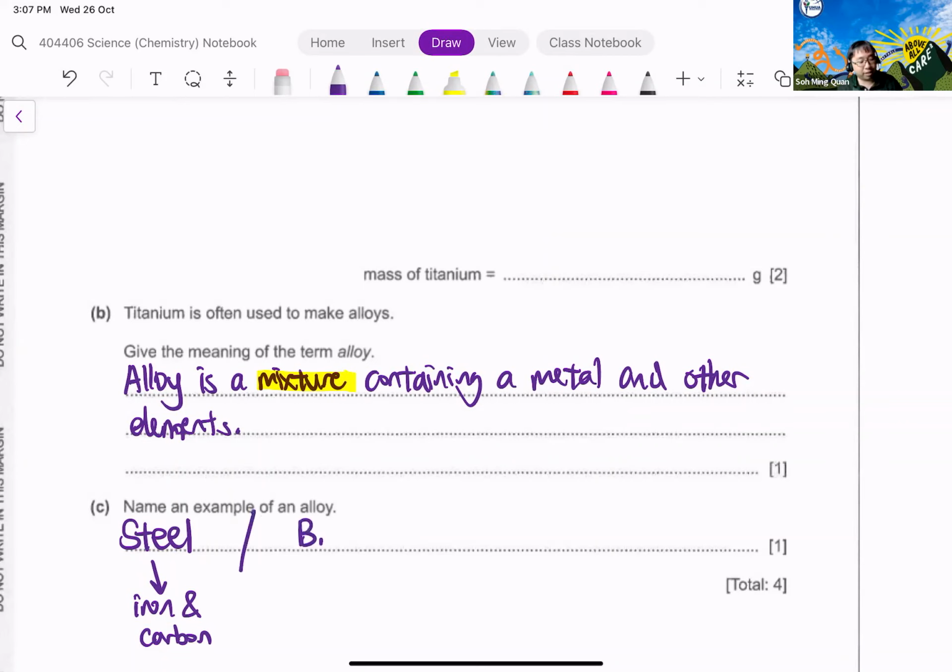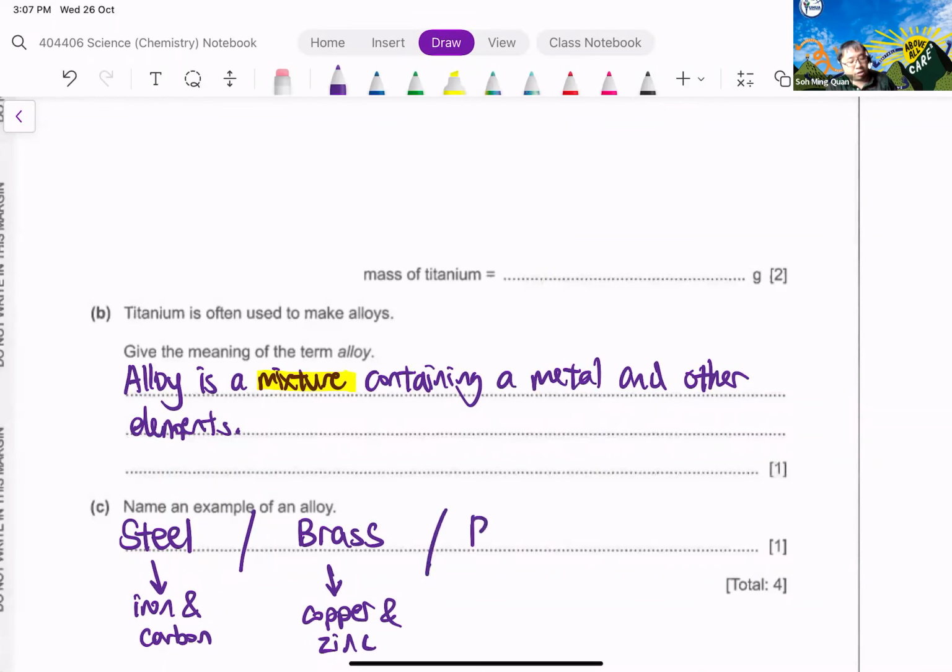You also have other things like brass. Brass contains copper and zinc. Brass is an alloy that's commonly used to make musical instruments. So for example, for those of you who were in band, your trombones, your trumpets, even clarinets, they are commonly made using brass. Why do we use brass and not copper metal? Because brass is stronger and harder, so your musical instruments will last longer.